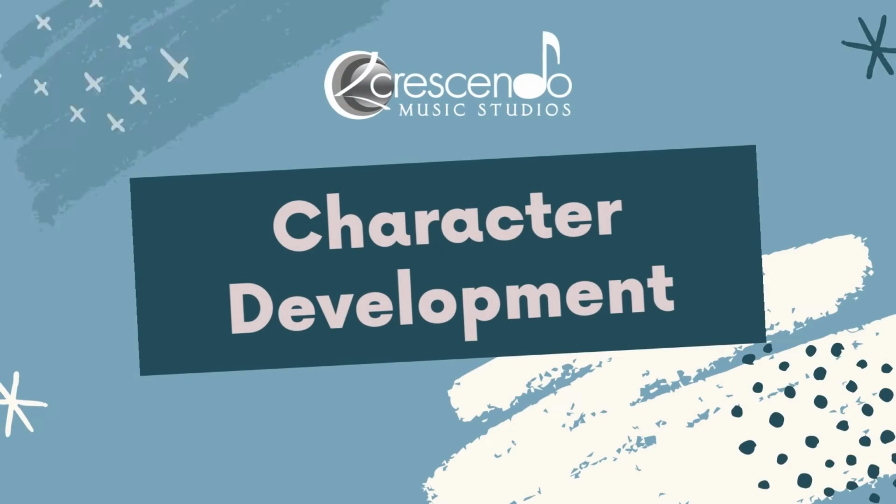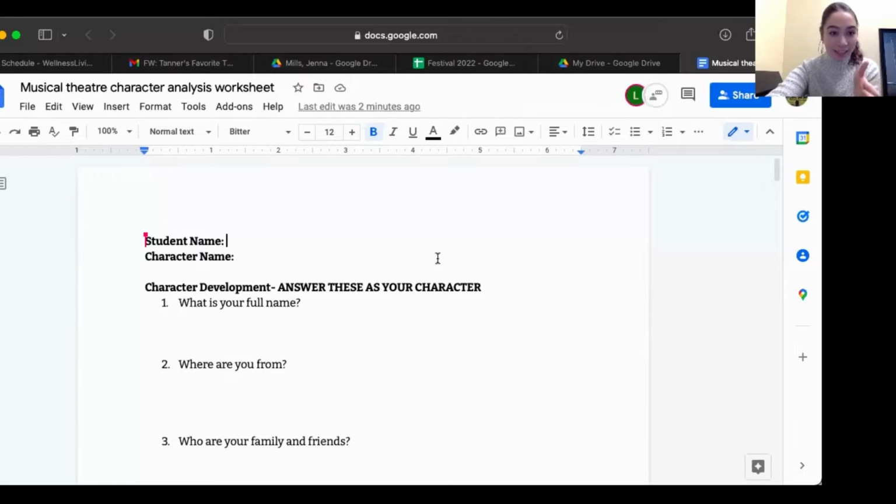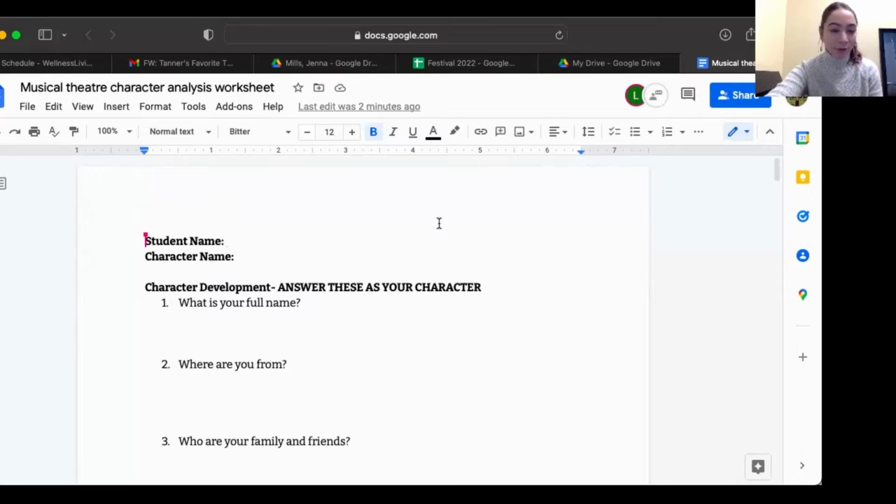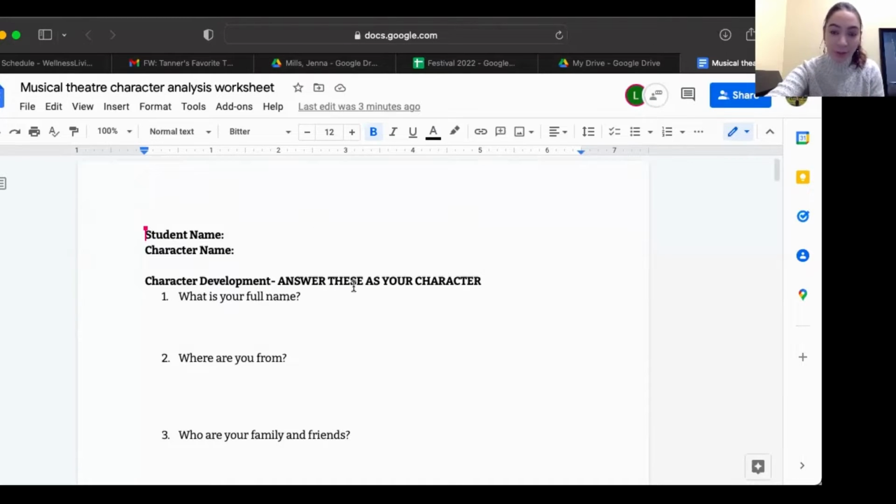So this is something that I give a lot of my students, and I'm just going to share my screen so that you can get an idea of what it looks like. So this is my musical theater character analysis worksheet. Like I said, I made this a few years ago, and it says musical theater, although it can also work for just general pop songs. It's a little bit different though. So I typically use this when we're doing a musical theater piece.